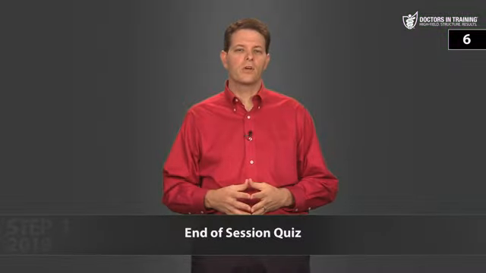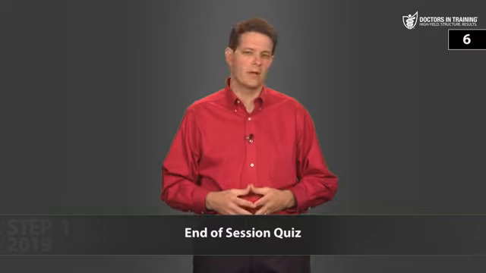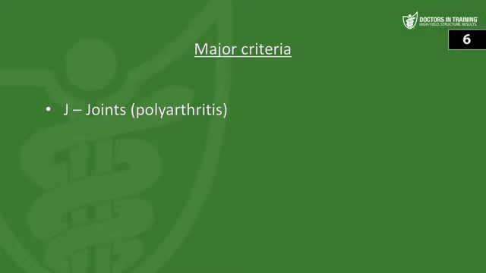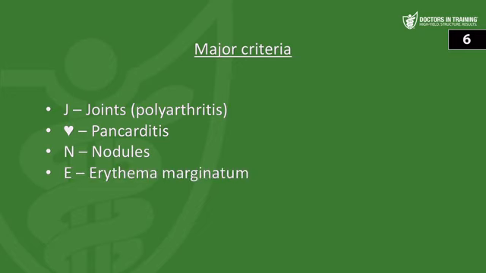Next, what are the major criteria for the diagnosis of acute rheumatic fever? So the J was for joints, which is polyarthritis. The O is shaped like a heart for pancarditis. N is for nodules, those subcutaneous nodules. E is for erythema marginatum. And S is for Sydenham chorea, those choreiform movements in the face and the arms.